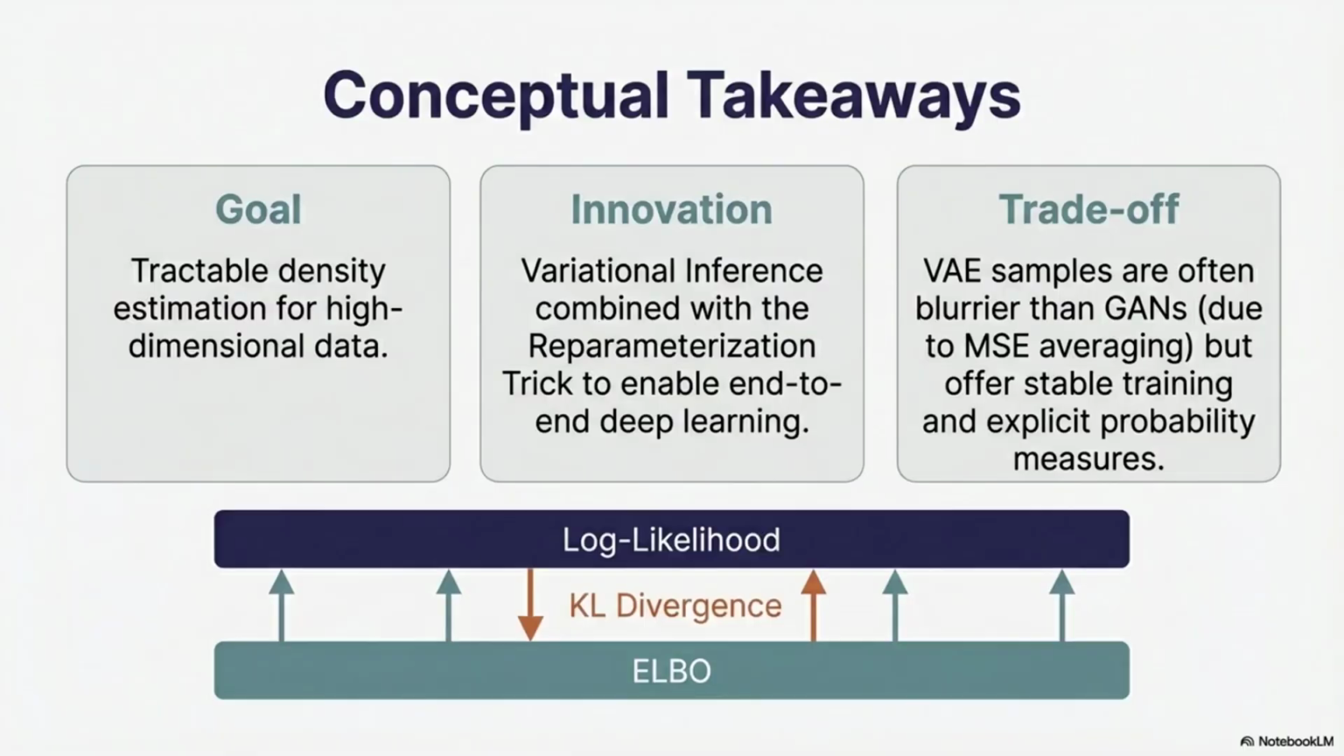What are the big takeaways here? Well, the goal was to find a practical way to model really complex data. The innovation, that amazing 1-2 punch of variational inference and the reparameterization trick. But there's always a trade-off, right? The great thing about VAEs is that they're really stable to train and they learn this incredible, smooth map of ideas. The flip side is that the images they create can sometimes be a little blurry. And now we know why.